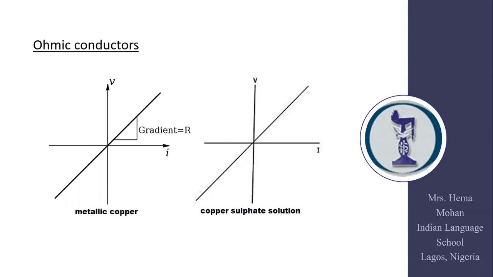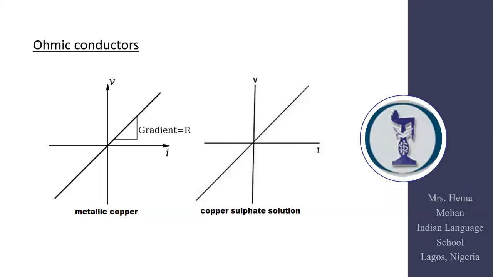Now, right on your slide here, you are seeing a linear behavior of V versus I for metallic copper and copper sulfate solution. So what happens over here? It's a direct variation of V versus I, right? So we call such conductors ohmic conductors because they do obey Ohm's law, and the current does vary proportionally with increase in the potential difference applied across the ends of the material. You can see here copper sulfate is an electrolytic solution, and that too obeys Ohm's law.